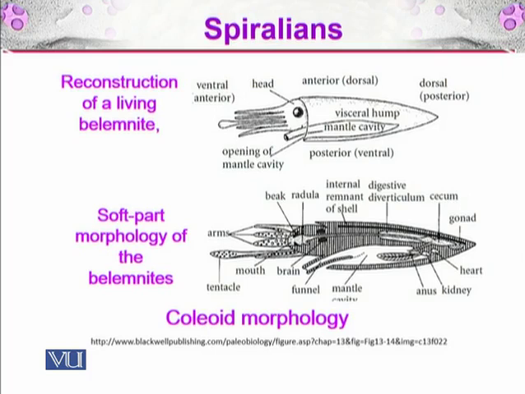In the lower diagram, you can see the soft part morphology of belemnites. Here you can see the beak, radula, internal remnant of the shell, digestive diverticulum, cecum, and gonads. Gonads are the organs for reproduction. There are also the heart, kidney, anus, mantle cavity, funnel, brain, mouth, and the tentacles. So you see that these are organisms which are very complex compared to the earlier organisms that we have studied up to this point.